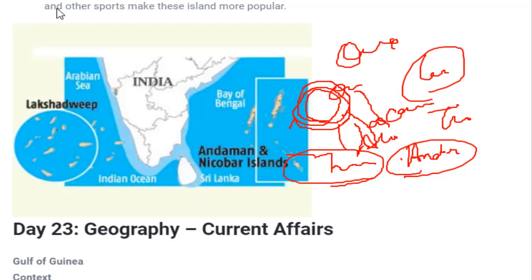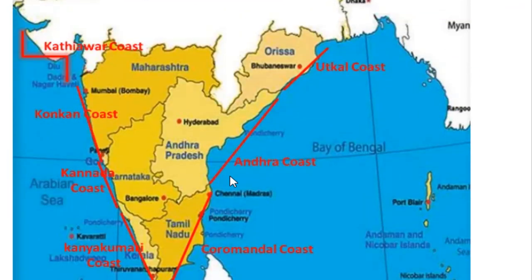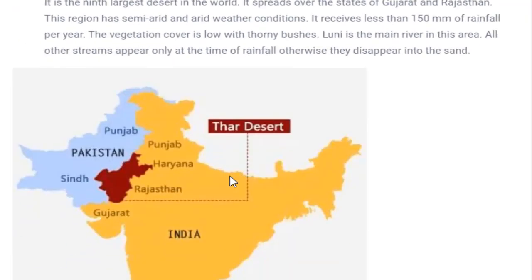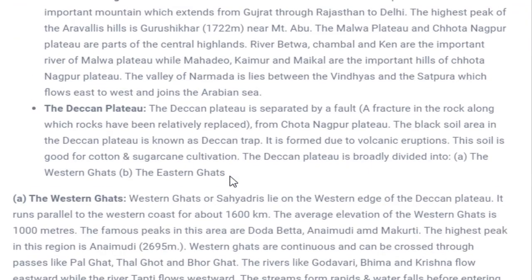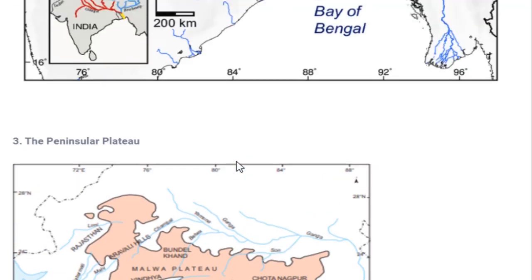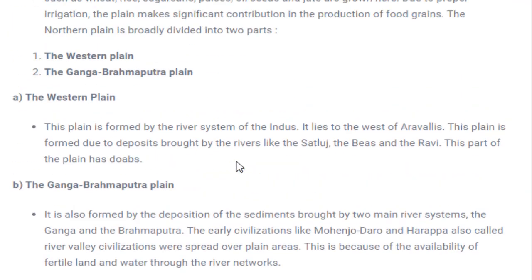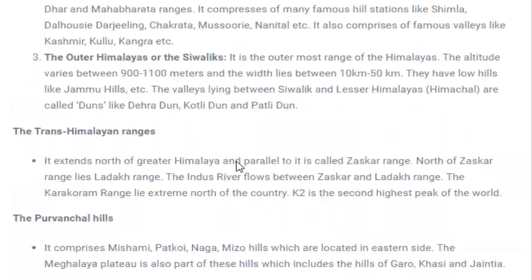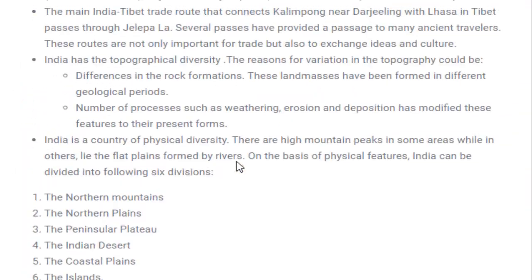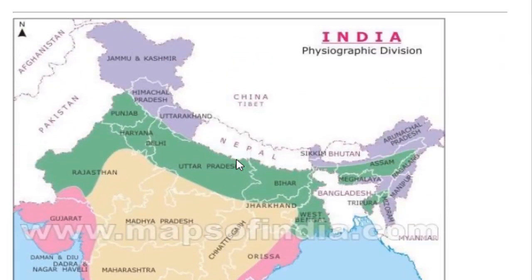Let's see if anything is remaining in this video. We have discussed the coastal plains, we have discussed the desert, we have also discussed the plateaus. We have seen two important plateaus, the Deccan Plateau and the Highest Hinterland Plateau. Other important factors which we have discussed are the northern plains and the northern mountains. So quickly, let's see what we have seen in today's video.